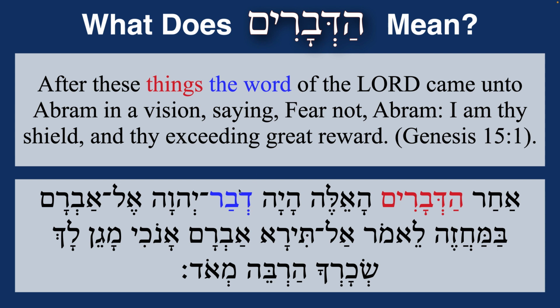So this Devar is the word, whereas Devarim, which is the plural of Devar, is in red here. Here, this is in blue. This is translated as word. So it could be translated as a word or a thing. It's very interesting because the words become things when the Lord speaks. Very interesting.